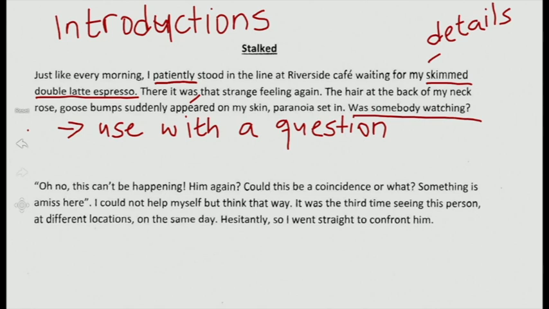Okay, fine. Not all of us know what a skimmed double latte espresso is, but then give us some sort of details. If it's your rooibos black tea, then it's fine. It's something that you're familiar with. If it's ice cream, you say my vanilla ice cream cone, whatever it is, but then give us those details of what it is that you were waiting for. So again, there it was.